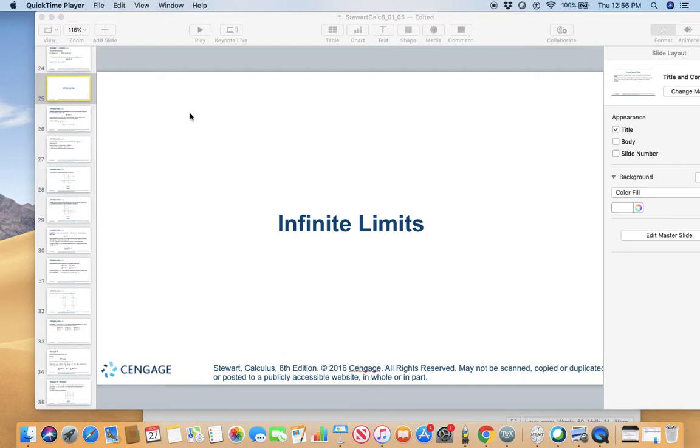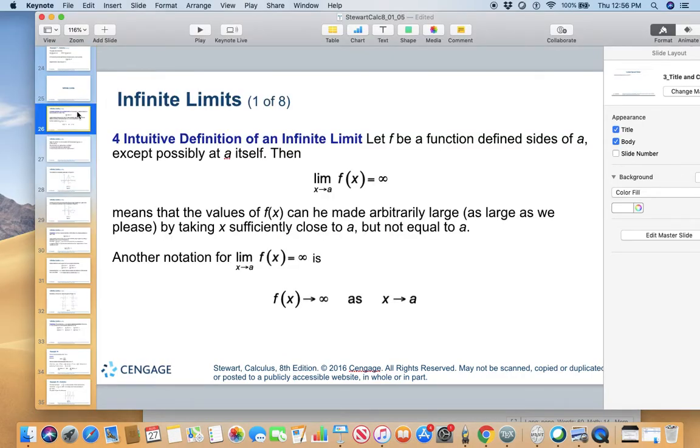Now we're going to look at infinite limits. The intuitive definition of an infinite limit is as follows. Let f be a function defined on both sides of A except possibly at A. So they probably mean defined near A except possibly at A itself. Then limit x approaching A of f(x) is infinity means that values of f(x) can be made arbitrarily large as we please by taking x sufficiently close to A, but not equal to A.